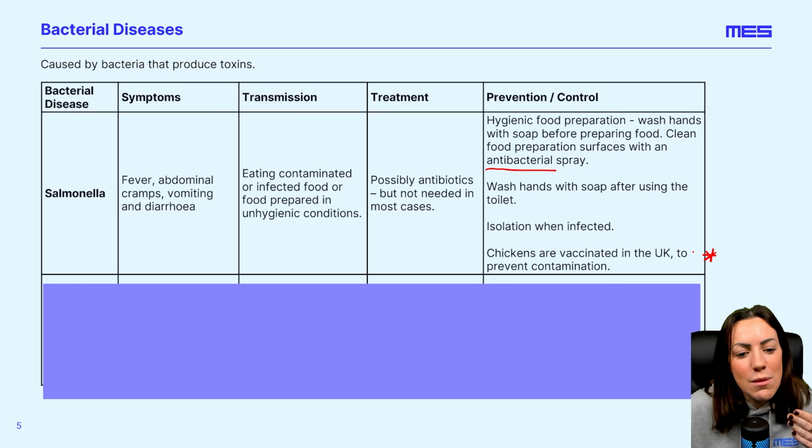But think about it with common sense. If the chickens are vaccinated, they're not infected with salmonella. The salmonella is not in the meat, so it's not passed to us when we consume the meat.